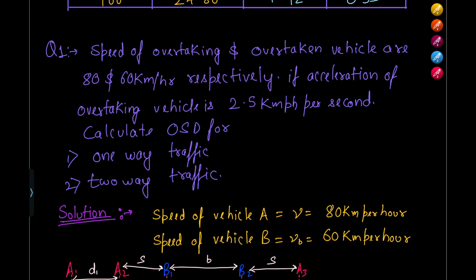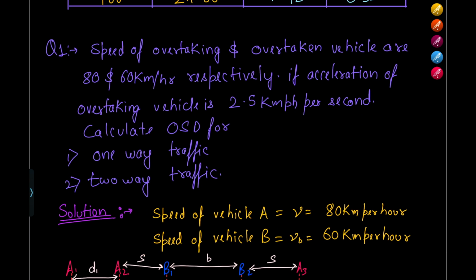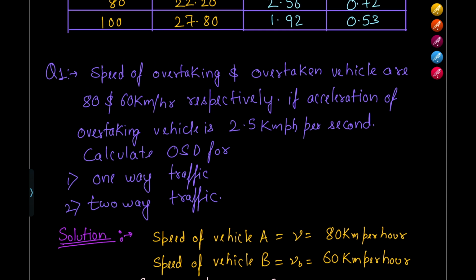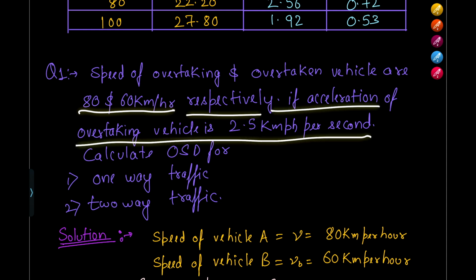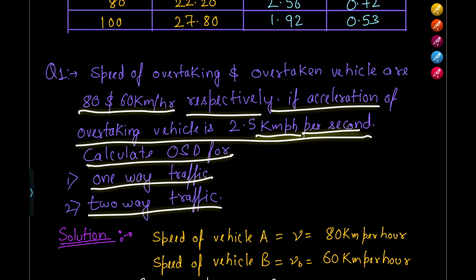Next, let's have a look at question 1. Here, speed of overtaking and overtaken vehicles are given as 80 and 60 km per hour respectively. If acceleration of the overtaking vehicle is 2.5 kilometer per hour per second, we have to calculate the OSD for one-way traffic as well as two-way traffic.